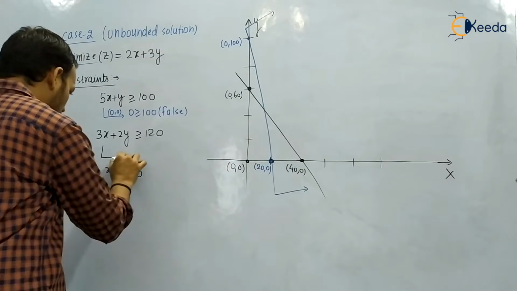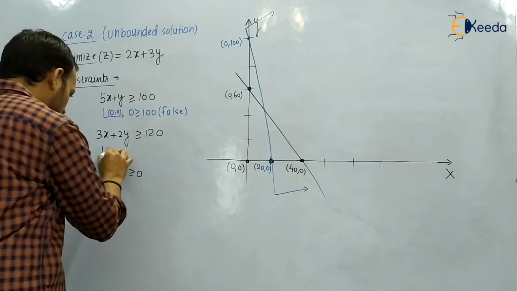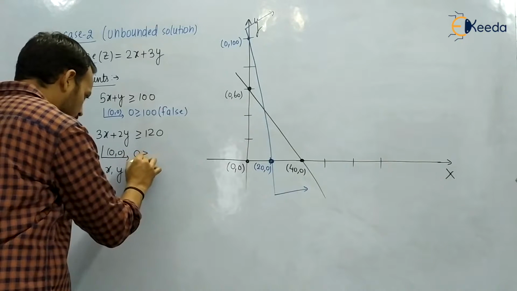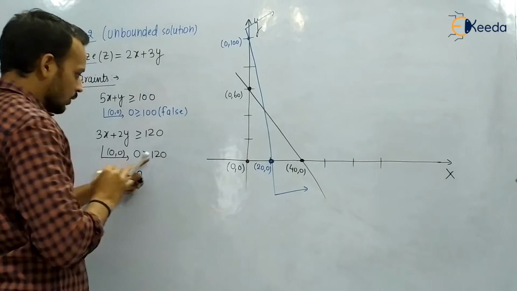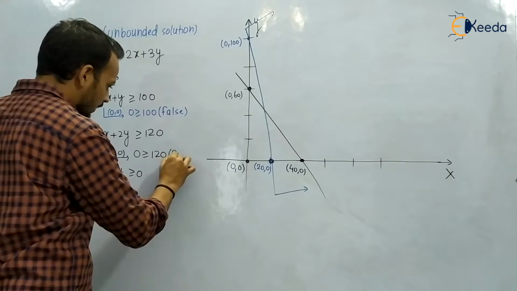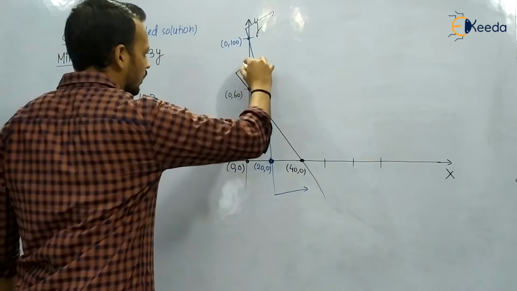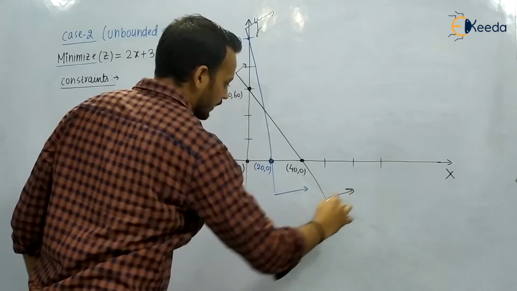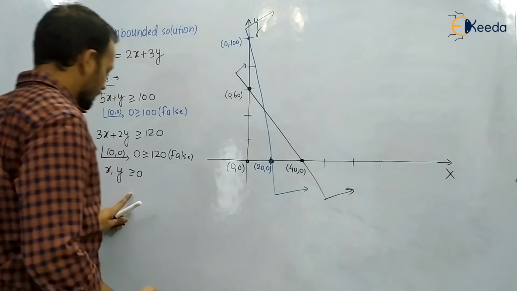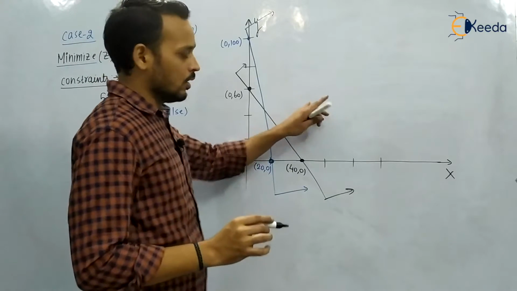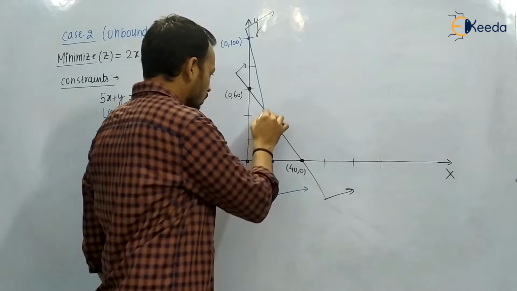Now we put 0, 0 in this constraint and we get 0 is greater than or equal to 120. So the condition is again false, so it is again shaded away from the origin. The non-negative restrictions are already saying to stay in the first quadrant.